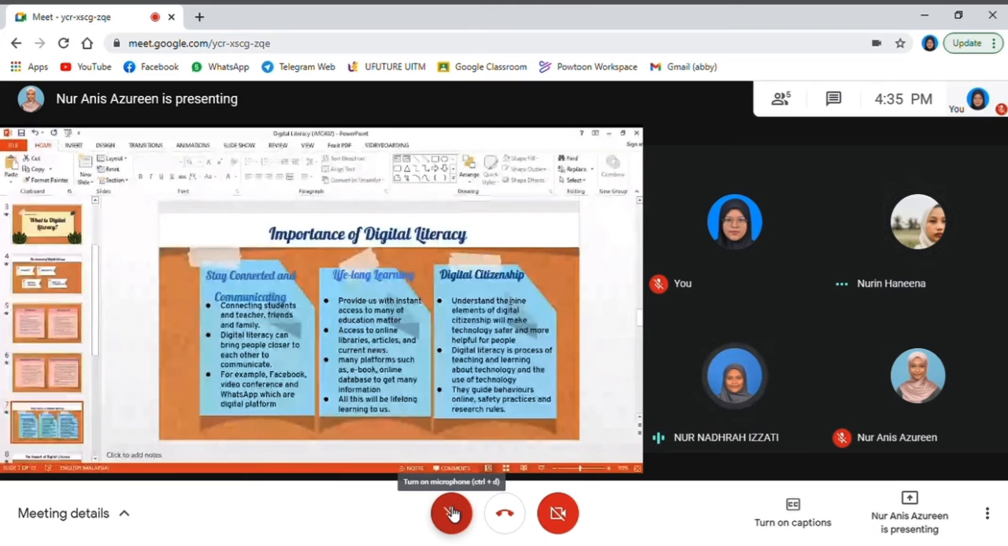Fourthly, digital citizenship. Through digital literacy, we must understand the nine elements of digital citizenship. We will make technology safer and more helpful for people. Digital literacy is the process of teaching and learning about technology and the use of technology. They guide behavior, online safety practice, and research rules. That's all.